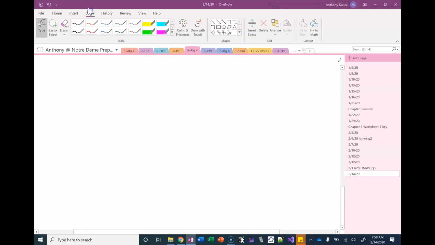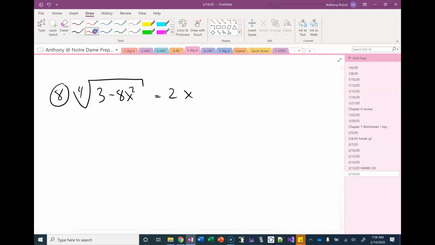Okay, number 8. The fourth root of 3 minus 8x squared equals 2x. What was the first thing you wanted to do here, Henry? Put both sides to the power of 4. Very good. So we'll do the fourth power to both sides.